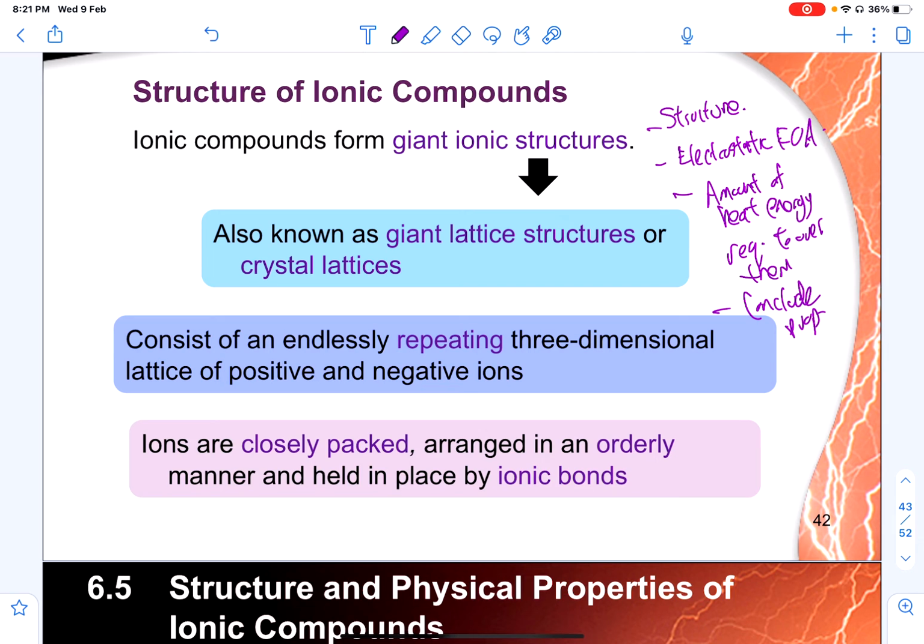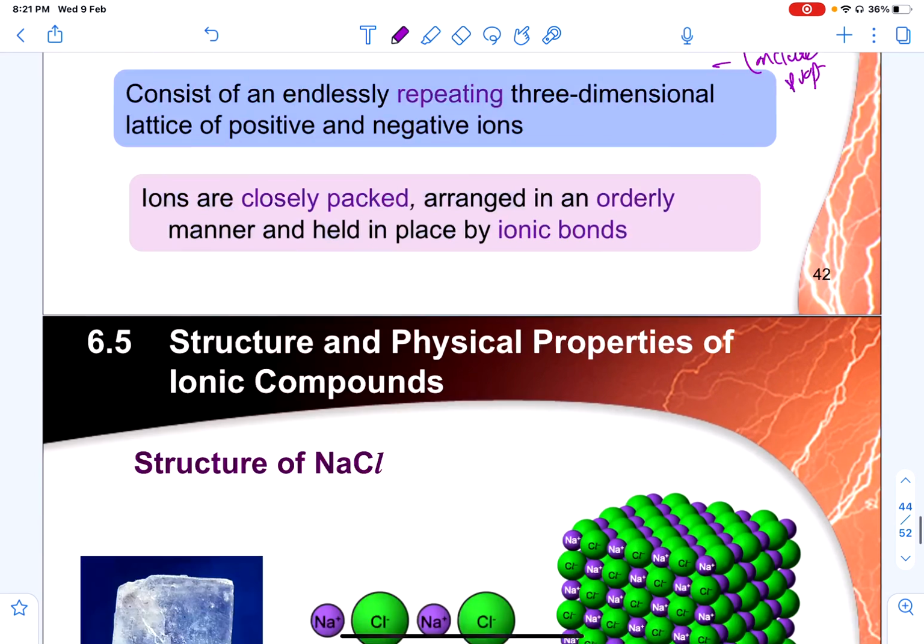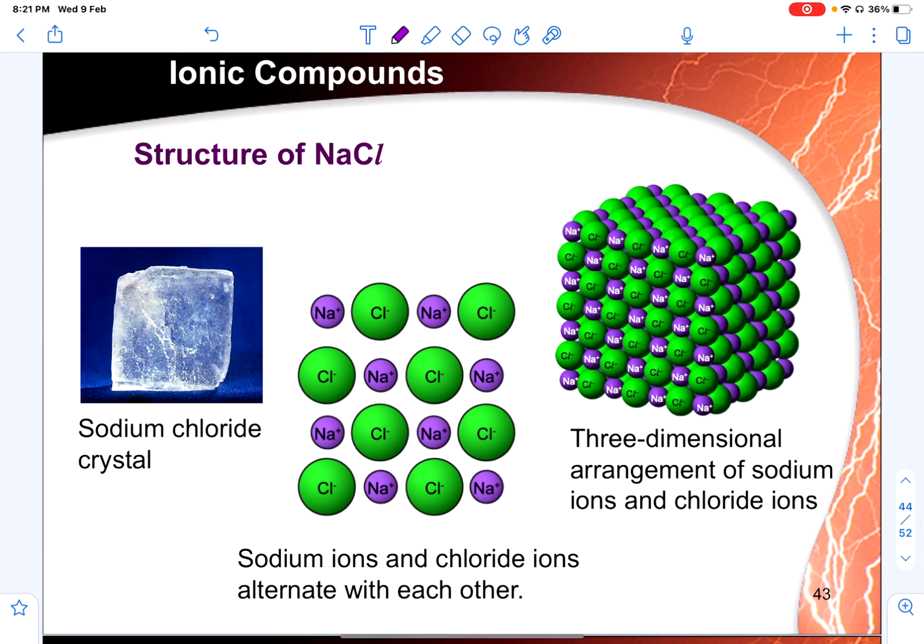Because of this, they are very closely packed, as the opposite charges attract each other, and therefore they are always arranged in an orderly manner and held in place by ionic bonds. What we can see over here is sodium chloride, which is an ionic compound. Sodium is a metal, therefore it's a cation, whereas chloride comes from a non-metal, and therefore it tends to gain an electron, forming the anion. This alternation will happen, and subsequently it will form a three-dimensional shape, such that they sit next to each other to further attract one another.